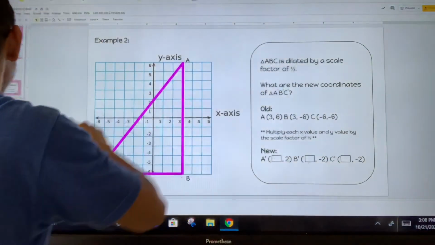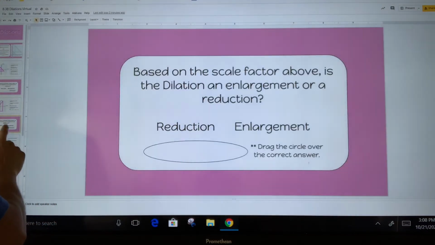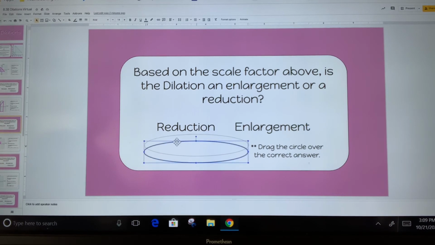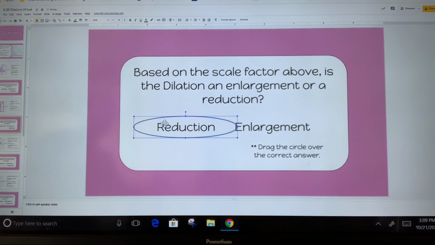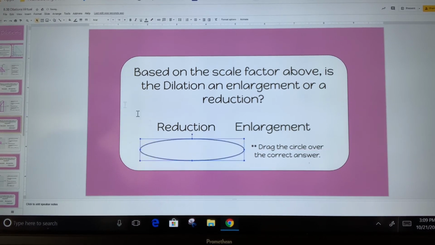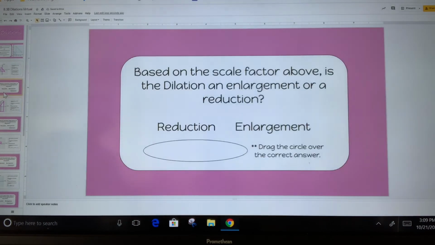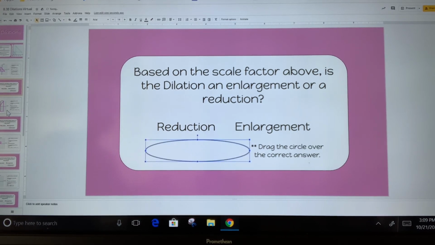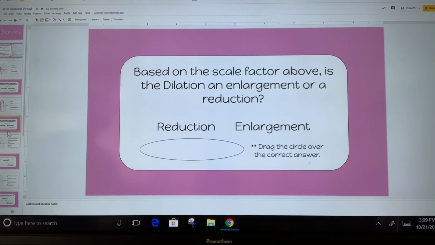So you go to the next slide and it says, look, what is this? This one says reduction. The other one was an enlargement. I don't know if I positioned it right, let's see. This one was an enlargement, right? Because it grew. Enlarged means to grow. Reduce, reduction. This one reduced, it got smaller.